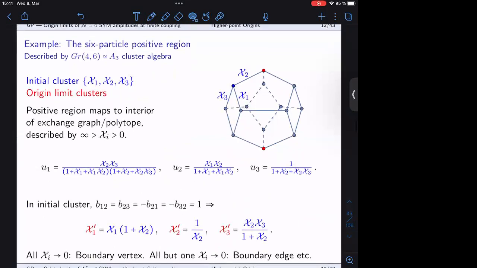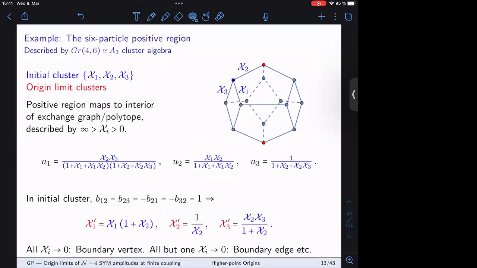So let's look at the six particle positive region, which is related to this A3 cluster algebra. Finite cluster algebras are labeled by Dynkin diagrams. So this is A3, this is SU4, if you wish. It's the usual Dynkin classification. This is the exchange graph of the cluster algebra. Each dot over here is a cluster, a collection of variables, these x1, x2, x3 in this case. And it is in this sense that cluster algebras provide you essentially all parametrizations of the positive region. The positive region corresponds to all these x's being positive, between zero and infinity. So this is the interior of this polytope.